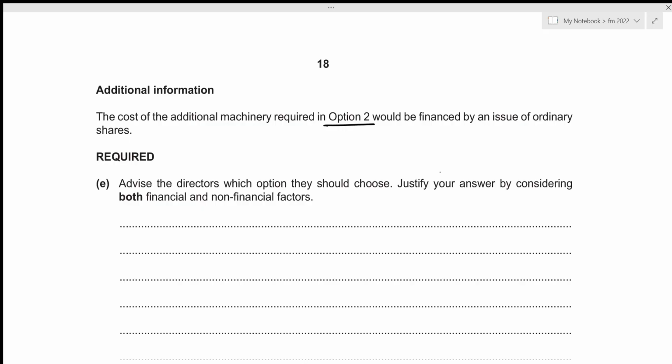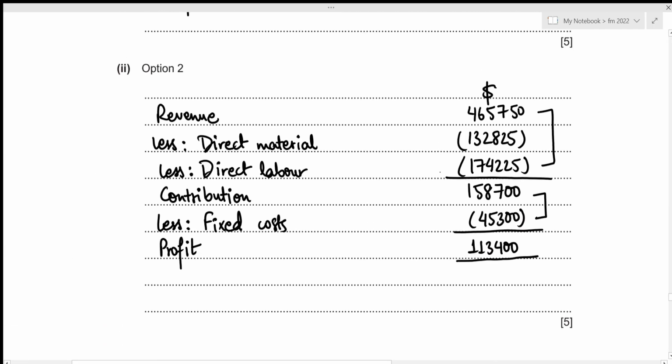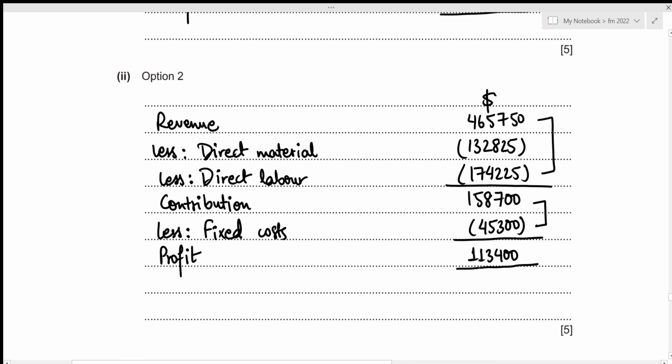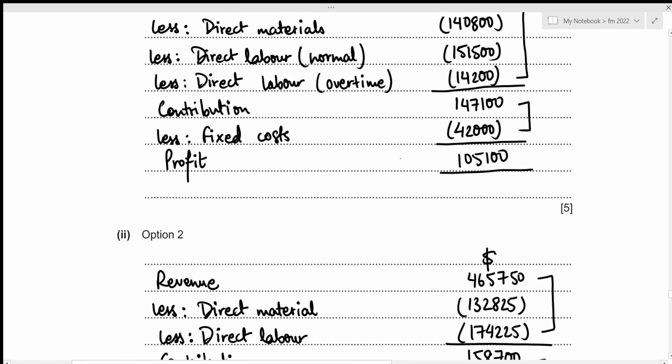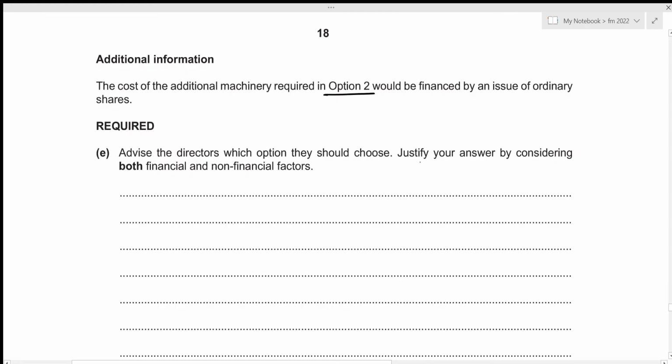Okay, first of all, let's compare the profits between the two options. For option 2, we have the profit of 113,400, whereas for option 1, we only have the profit of 105,100, which means that option 2 definitely produces a higher profit. Let's write it down. Option 2 produces a higher profit than option 1.